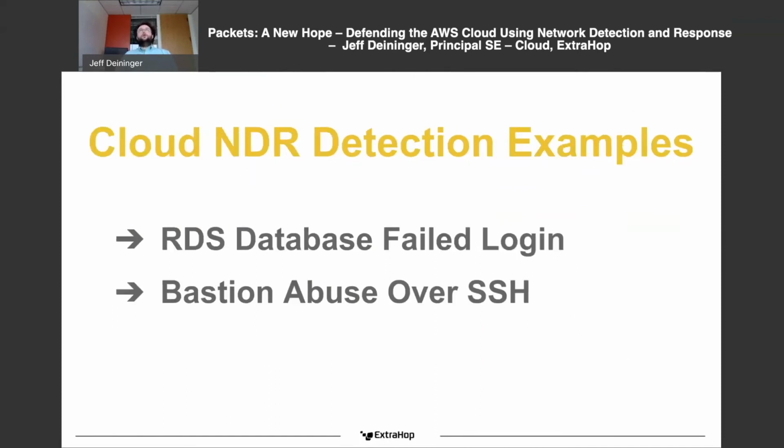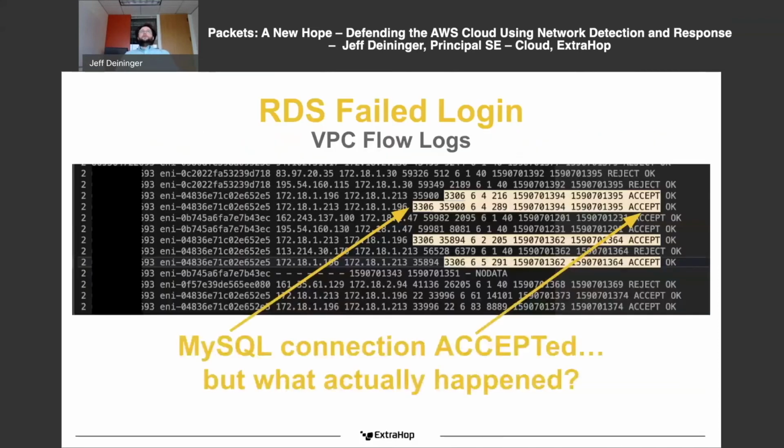So two examples I want to highlight. First, the Amazon Relational Database Service, what a failed login looks like to a database instance. And then second, using and abusing a bastion host over SSH. So let's take the RDS failed login case. What you're looking at on the screen is an example of what I see in VPC flow logs when I connect to a MySQL database.